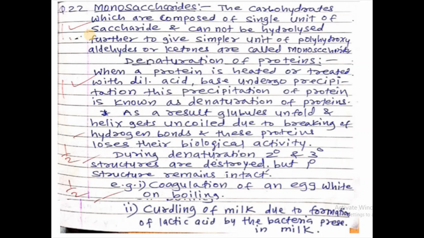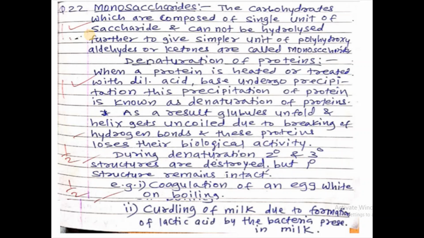Then denaturation of protein, that means when a protein is heated or treated with dilute acid or base, it undergoes precipitation. This precipitation of protein is known as denaturation of proteins. But in the model answer, it is explained that marks are not given to the definition of denaturation of protein, but for the example we can get a mark. As a result, globules unfold and helix gets uncoiled due to the breaking of hydrogen bonds. This is the explanation why denaturation of protein takes place.